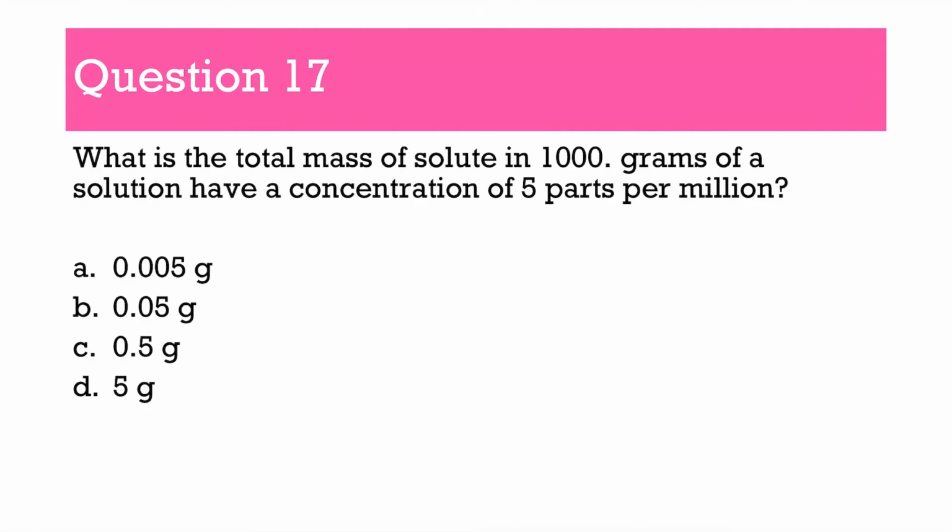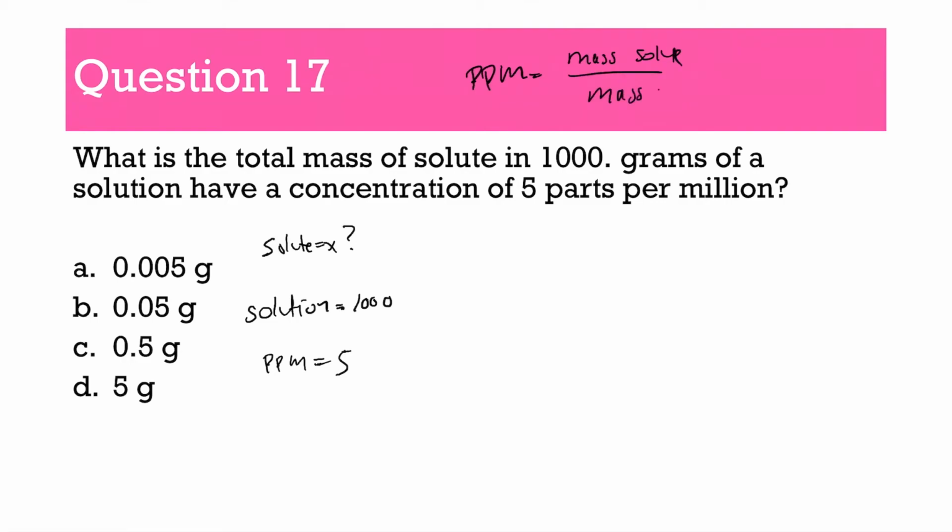Okay, Number 17, what is the total mass of solute in 1,000 grams of solution that has a concentration of 5 parts per million? So this question is a little bit more complicated. We have our solute, so the amount of stuff being dissolved, that is our X, or what we're looking for. Our solution, we know, is 1,000, and our ppm is 5. So what we need to do, again, ppm is mass of solute over mass solution times 10 to the 6th.